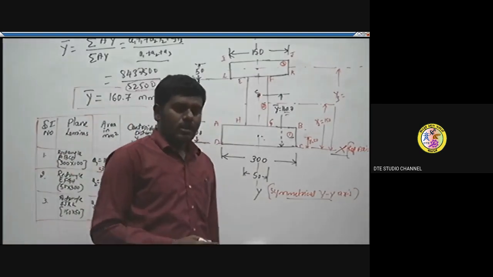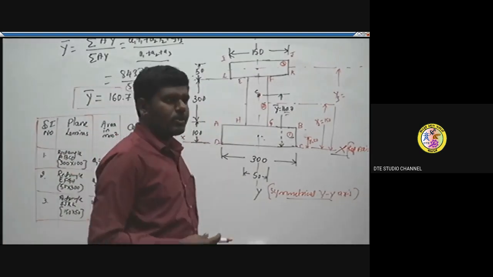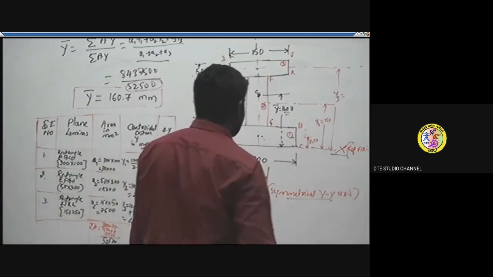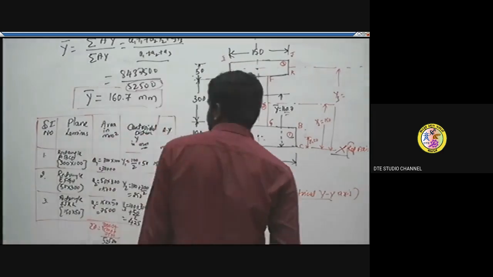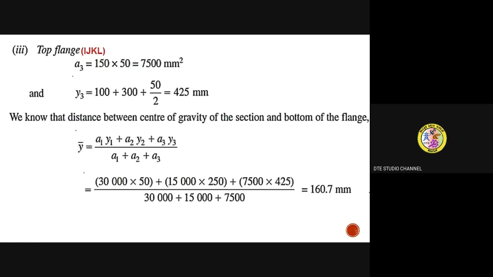Now, hope it is clear. This problem you can solve. It is an important problem you can experience in your examinations. So in the first step, we have to divide it into 3 individual laminas. Then later on, you have to check whether the given section is symmetrical about the XX or YY axis.